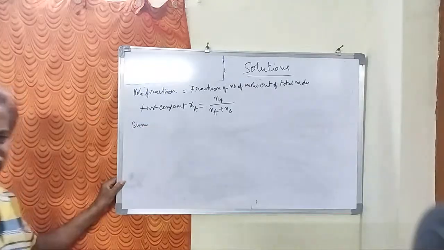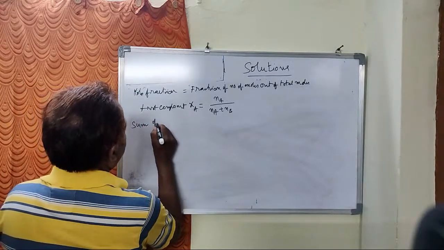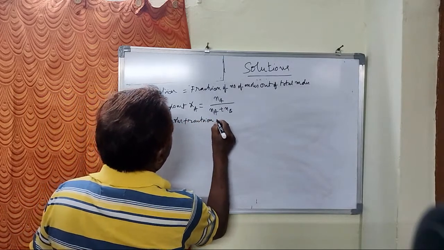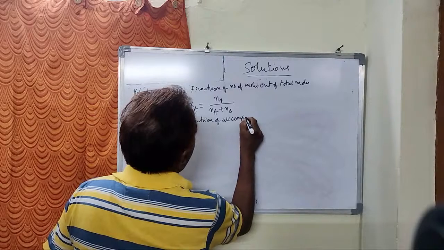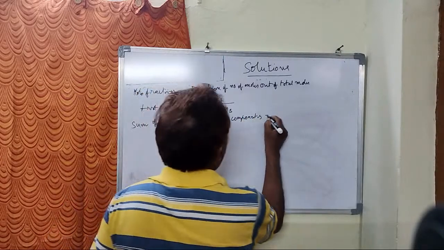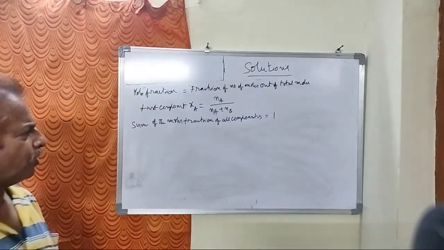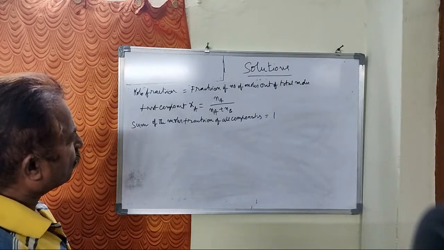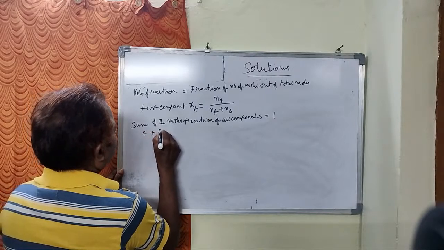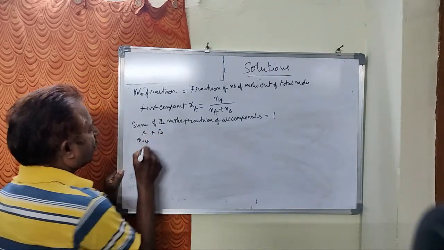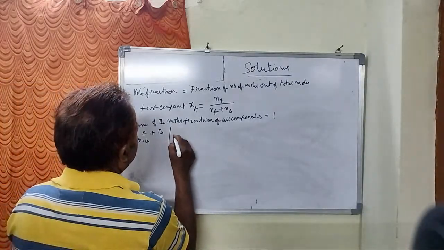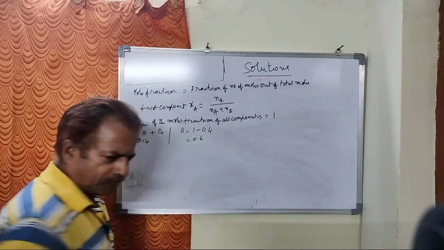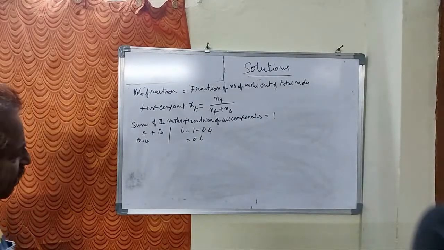Now this is the most important point. It may be asked as a 1 mark question. The sum of the mole fractions of all components is equal to 1, whatever be the number of components, maybe 2, 3, etc. Suppose 2 components are there, A and B. If the mole fraction of component A is say 0.4, then automatically the mole fraction of B is equal to 1 minus 0.4 equal to 0.6. So the mole fraction of the second component is 0.6.